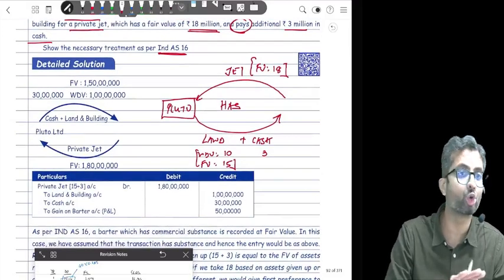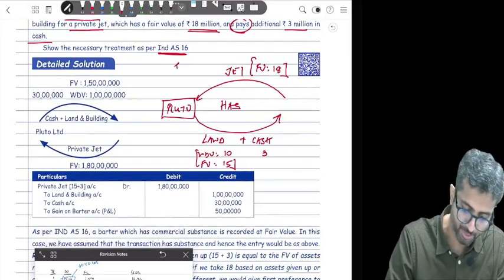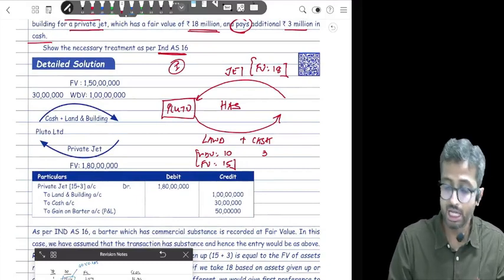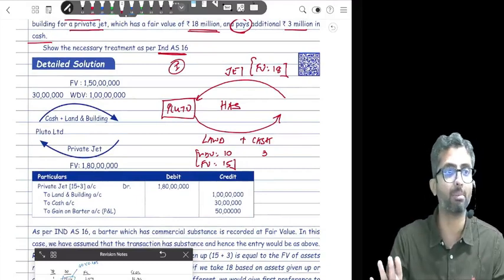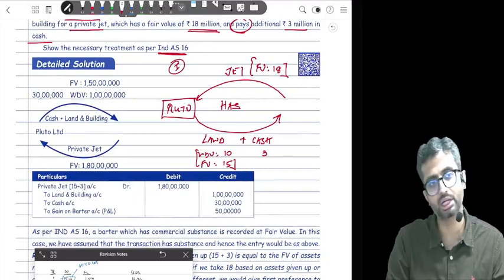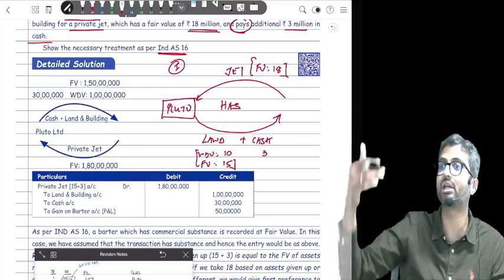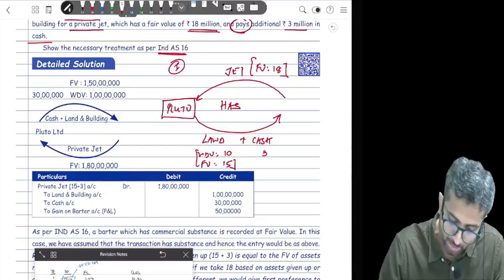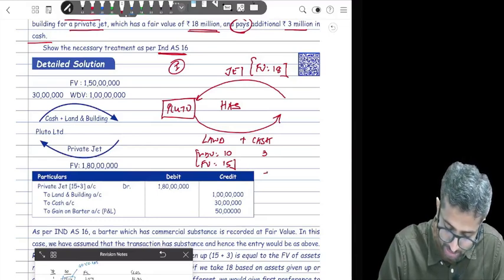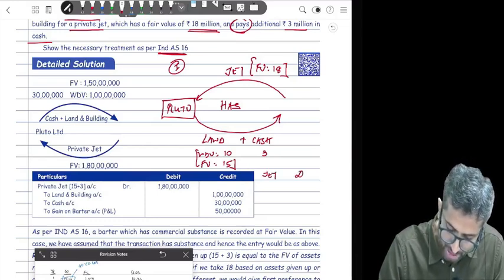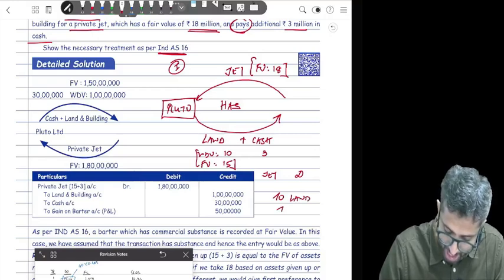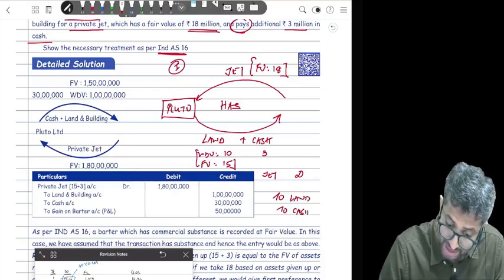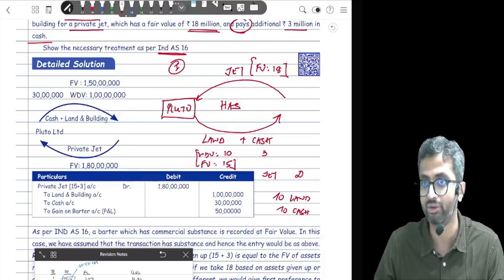So that is the first thing. You prepare a chart. Second, before you write any amounts, debit what comes in, credit what goes out. Get the entry out of the way. Debit what comes in, credit what goes out. What is coming in? Jet. Leave a line. What is going out? Land and cash. This is your step 2 without amounts.